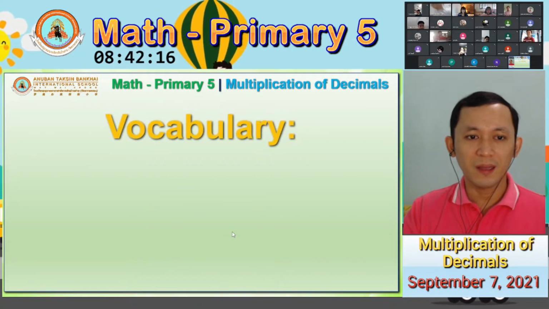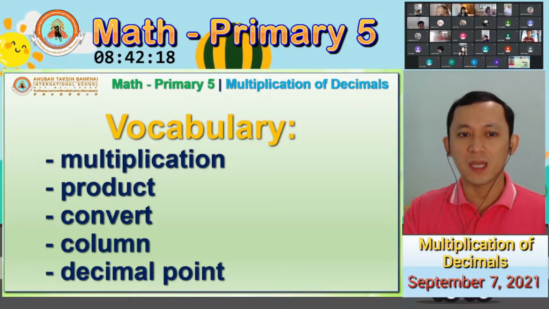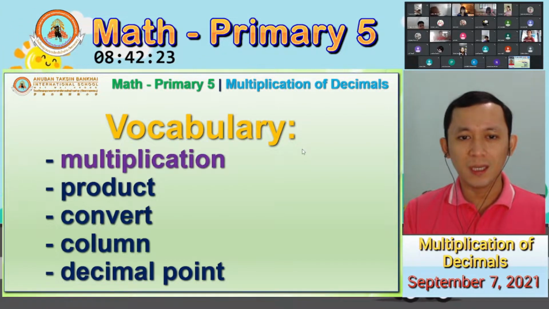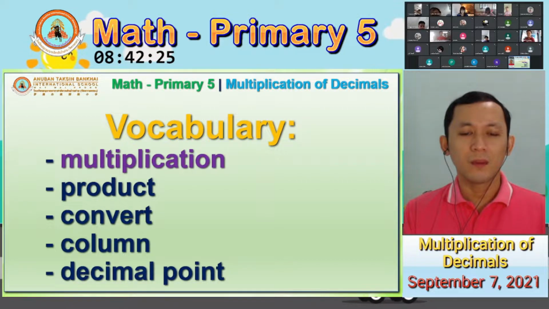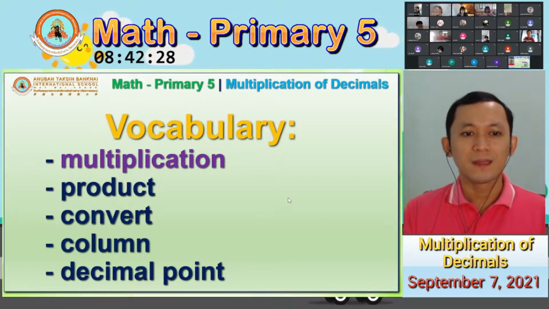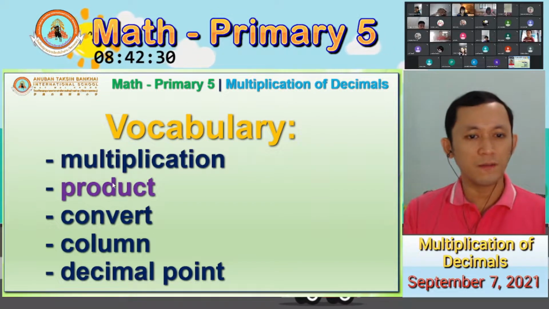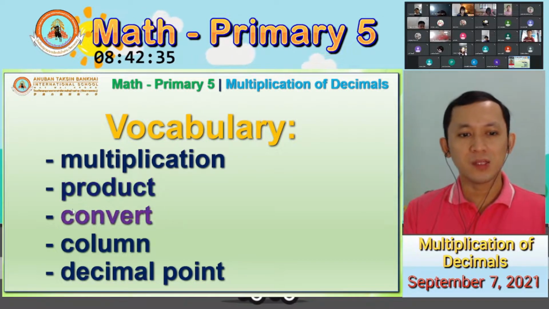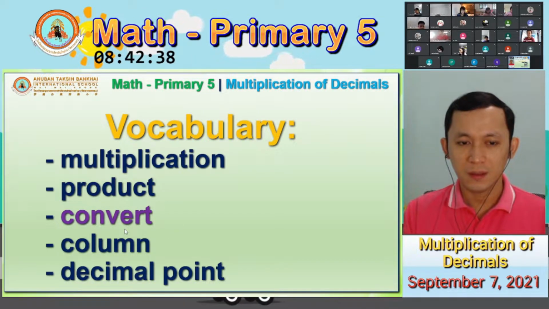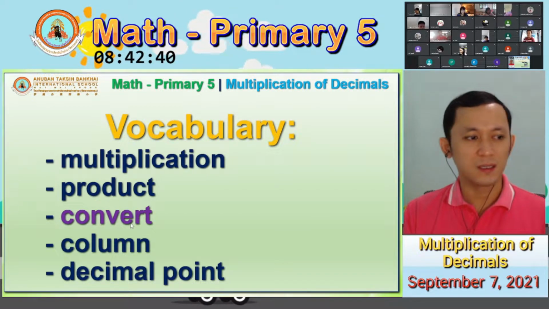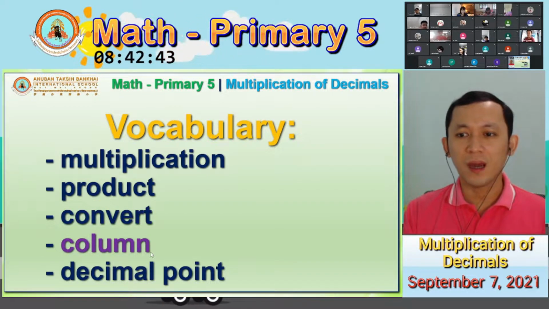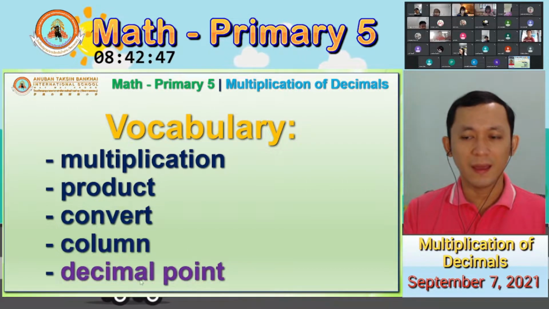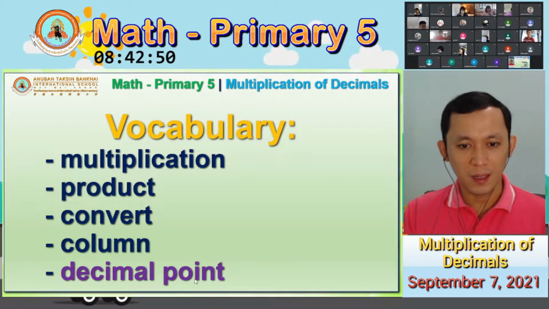Okay, so now let's have our vocabulary for today. These are very easy. The first word, we have multiplication. Again, multiplication. Next, the second word we have product. Again, product. Next, we have convert. Again, convert. Next, we have column. Again, column. And the last word we have the decimal point.